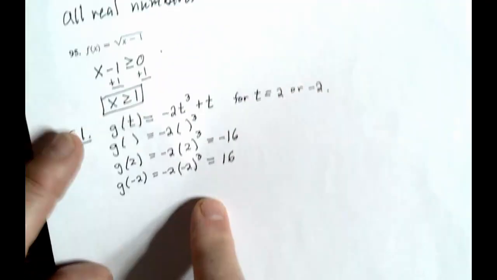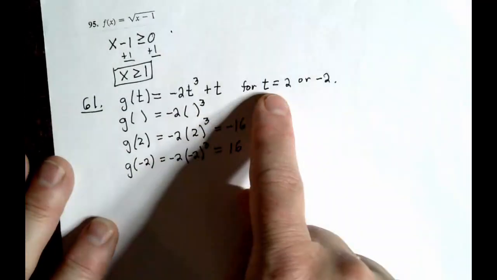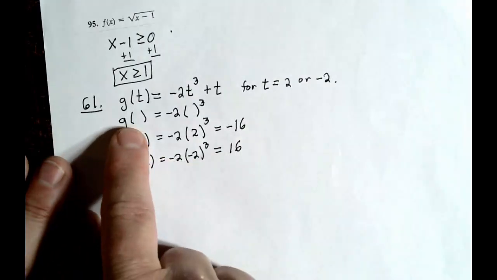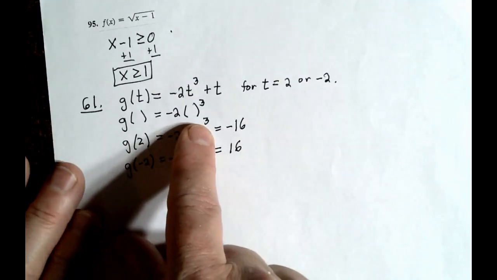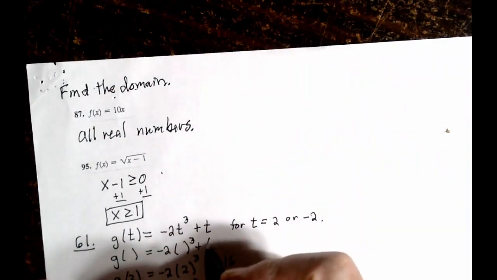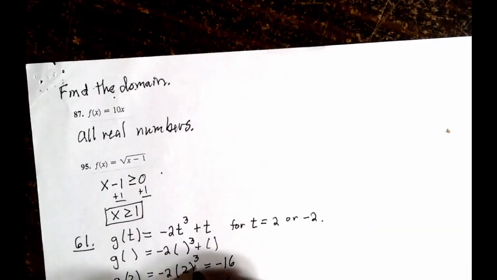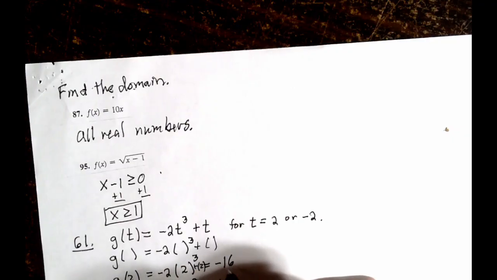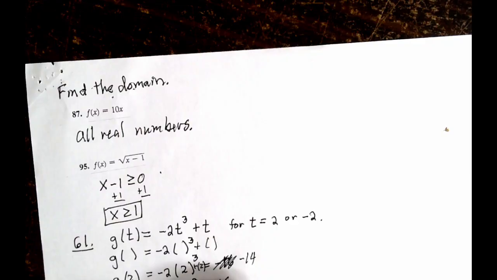Alright? And then 61, they ask you to plug in 2 and minus 2, and you plug in f of blank equals minus 2 times blank cubed, and it's actually plus blank. I didn't do this right. I should have added 2 there, and so my answer should have been negative 14. And I should have added a negative 2 there, and so my answer should have been 14. Alright?